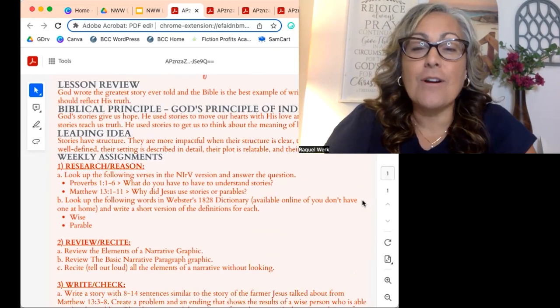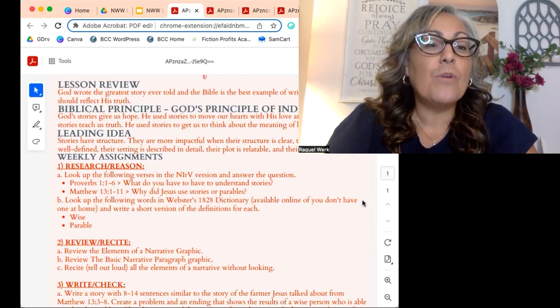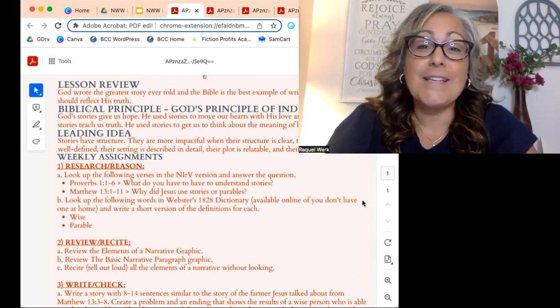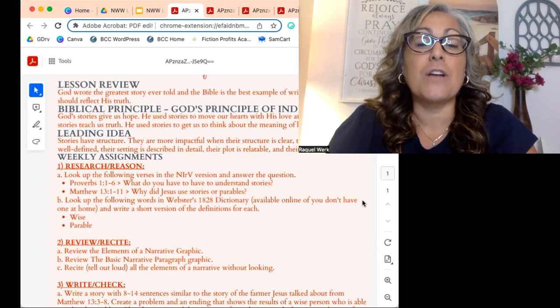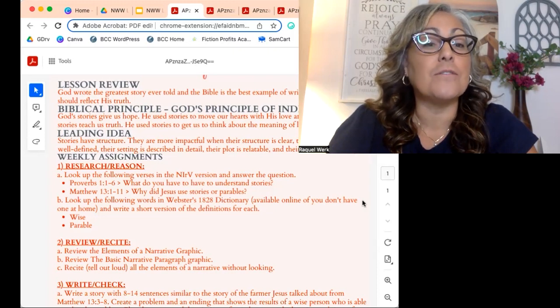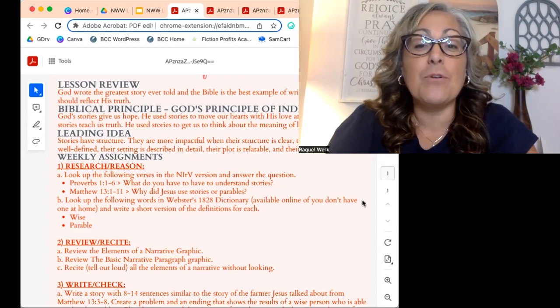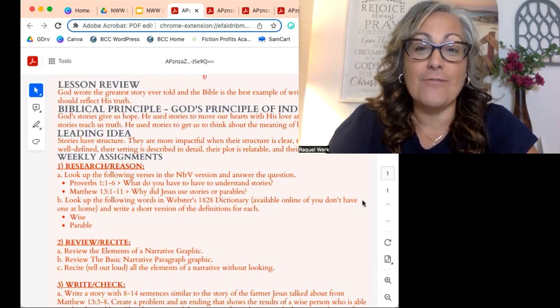And I love here how our lesson starts with what is on God's mind and how it relates to what we're doing today. So what we're going to focus on is the leading idea. Stories have structure. They are more impactful when their structure is clear, their characters are well defined, their setting is described in detail, their plot is relatable, and their theme is meaningful. So we'll be talking about what the exact structure of a paragraph should be when you're writing a narrative.